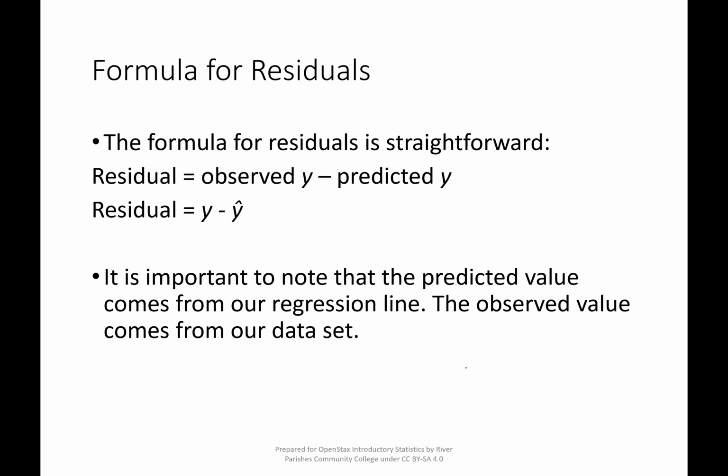The formula for residuals is straightforward. A residual is the observed y minus the predicted y. Residual is y minus y hat. It's important to note that the predicted value comes from your regression line. The observed value comes from your data set.